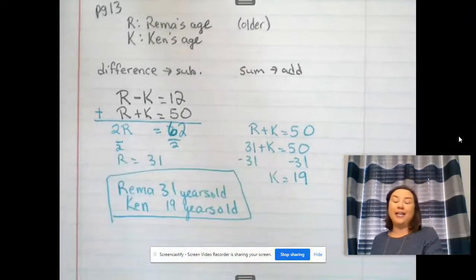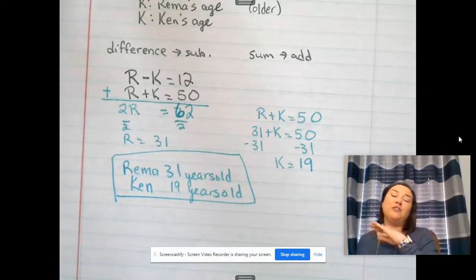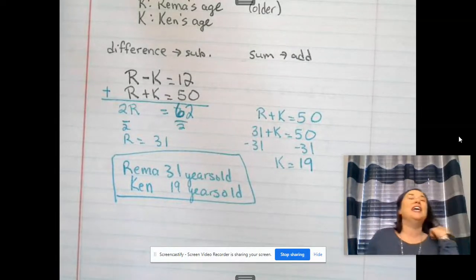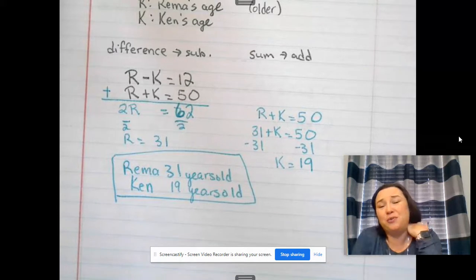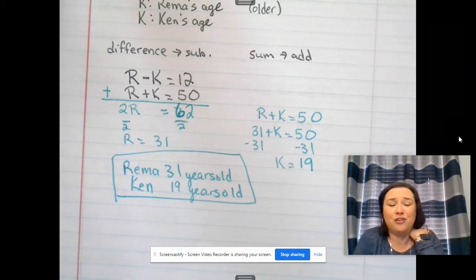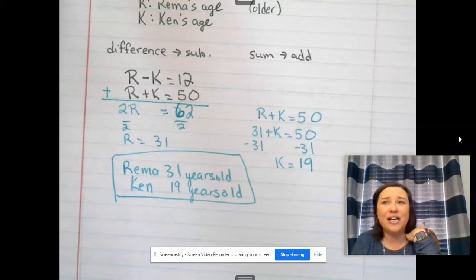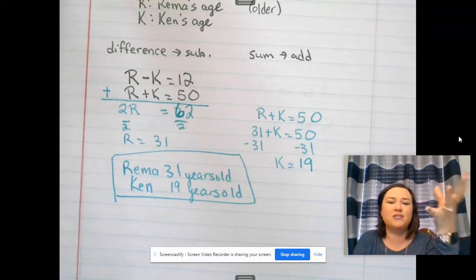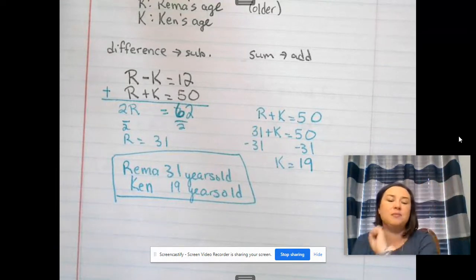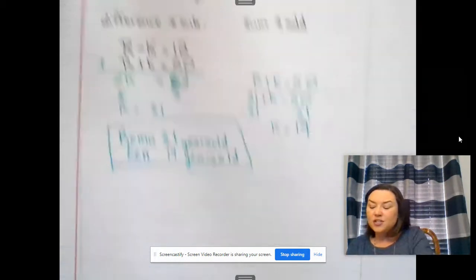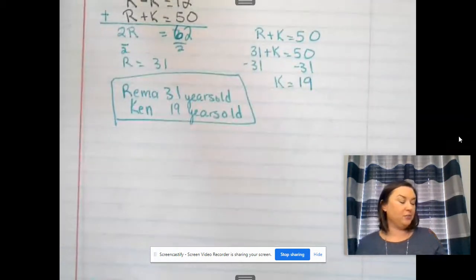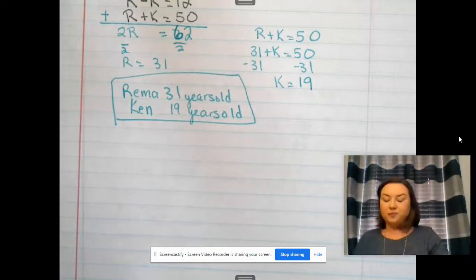Notice I'm not writing my answer as an ordered pair like we've been doing all this time, because in this case, an ordered pair doesn't make a whole lot of sense. For one, we don't know which one they meant for the X and which one they meant for the Y. And second, in a real life application, you want to say specifically what it means. Rima's this much, Ken is that much. So now let's look at the next problem on that page.